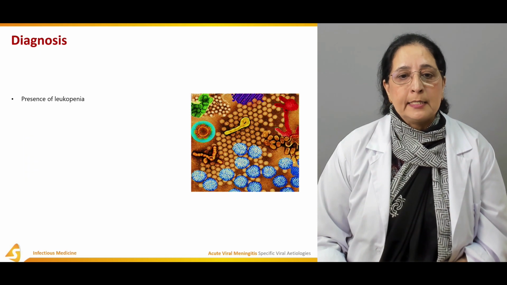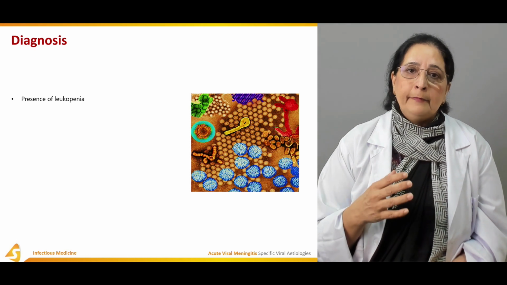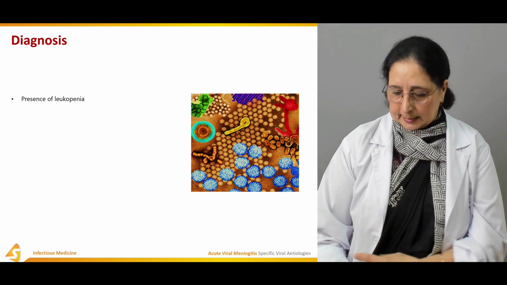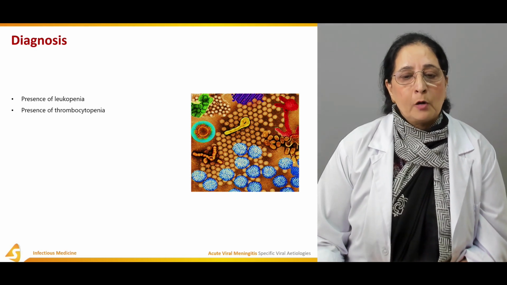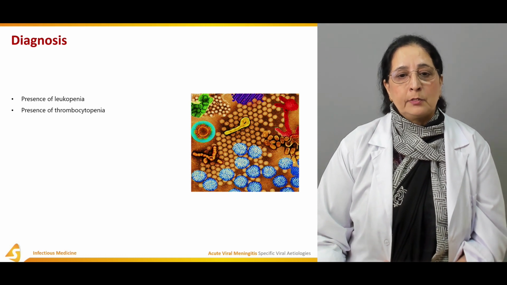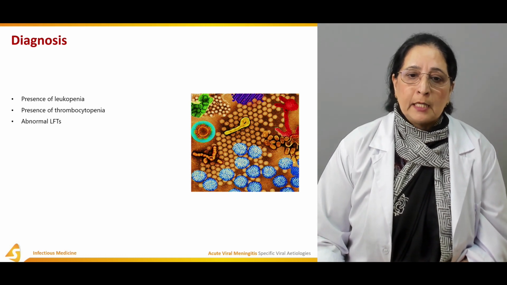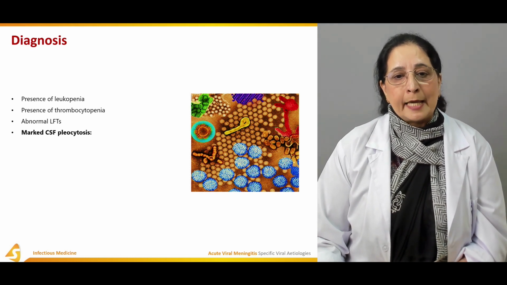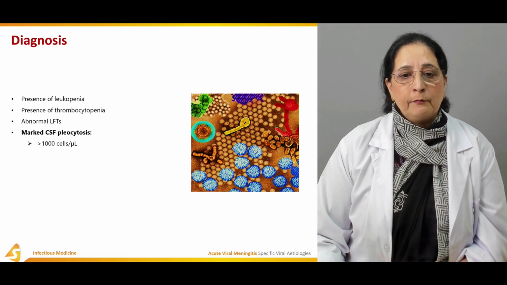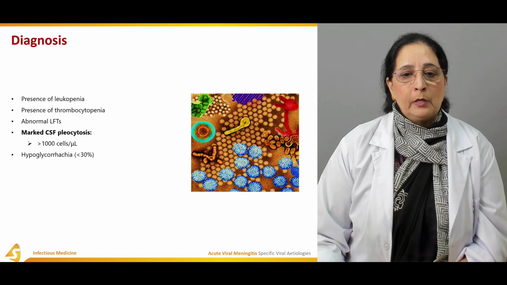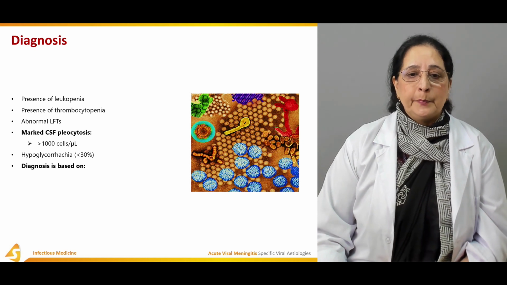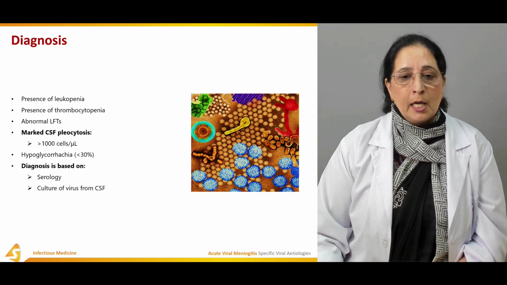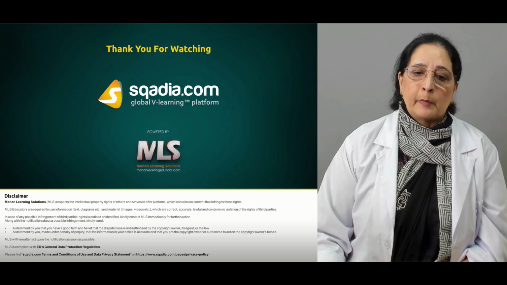Diagnosis: there is leukopenia in LCMV infection, a lower number of leukocytes. Presence of thrombocytopenia, thrombocytes are also decreased. LFTs, liver function tests, are abnormal. Marked CSF pleocytosis, more than 1000 cells. Hypoglycemia, less than 30%. Diagnosis of LCMV is based on serology and culture of the virus from cerebrospinal fluid.